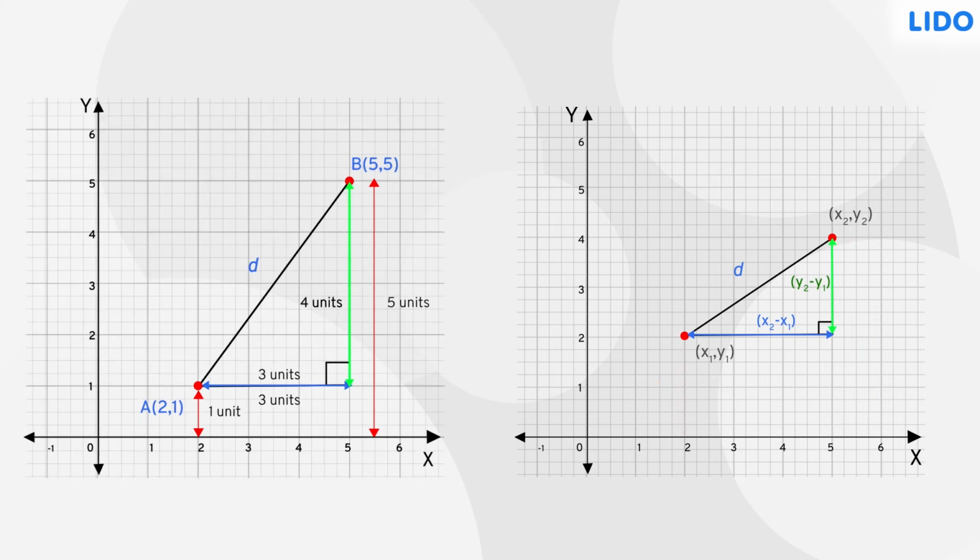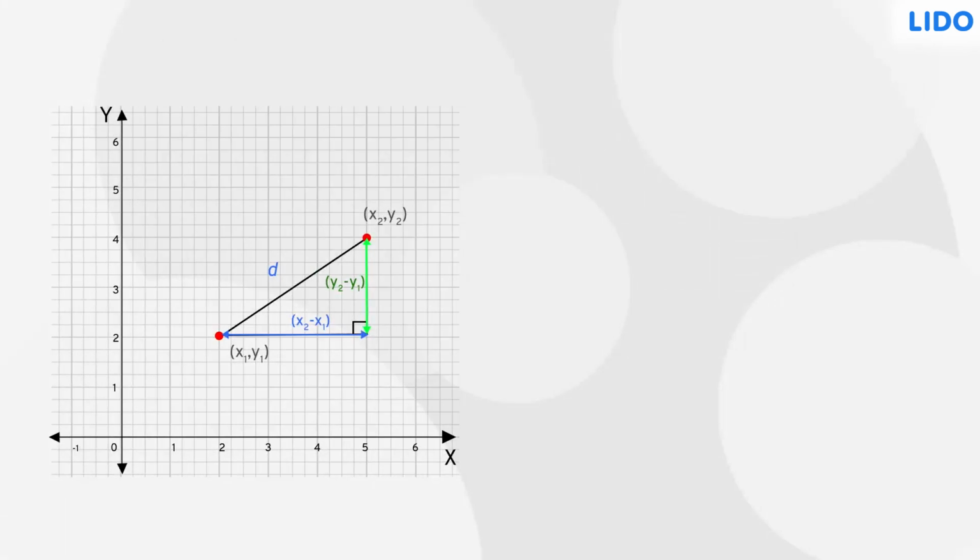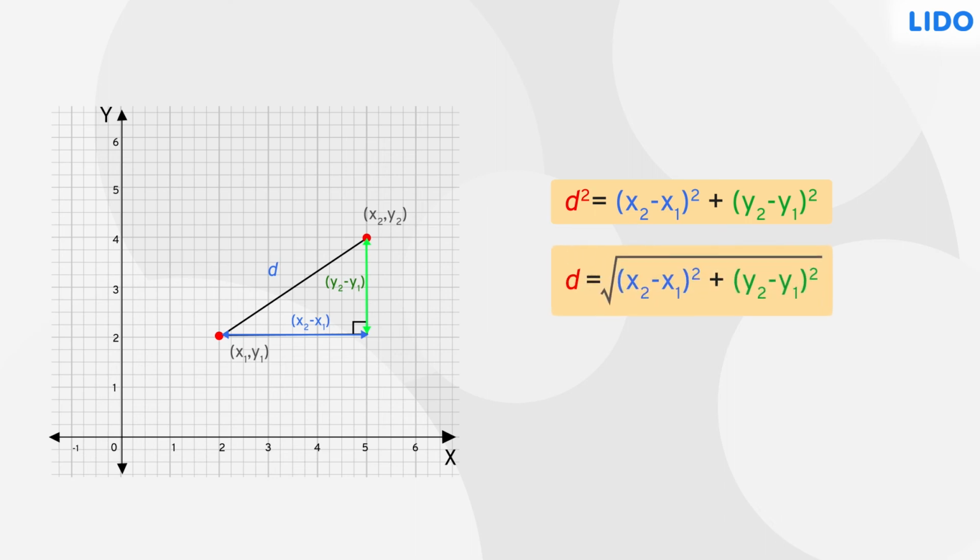Now we'll apply the Pythagoras' theorem. Accordingly, distance d squared equals (x2 minus x1) the whole squared plus (y2 minus y1) the whole squared. Therefore, d equals the root of (x2 minus x1) the whole squared plus (y2 minus y1) the whole squared.